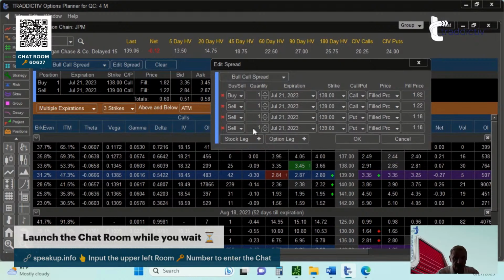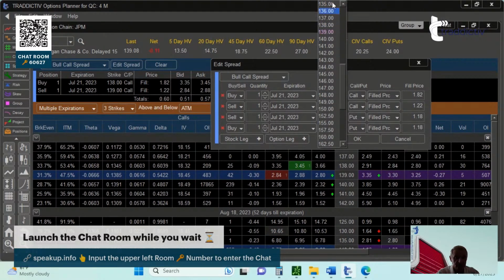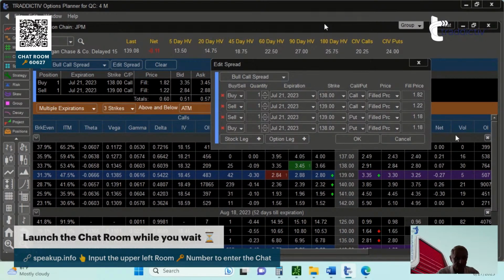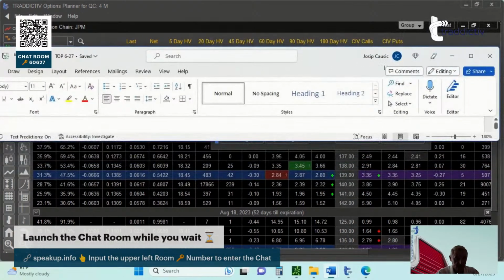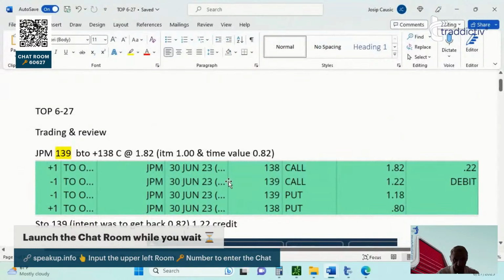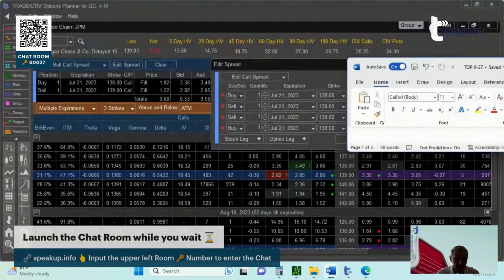Another leg that I did is the one that I bought, and it was a lower unit, a 138. And that one I paid for 80 cents. I do want to point out one thing here that I need to change on the Tradeactive platform. I'm trading the June 30th. These numbers are correct, 118 and 80 cents.